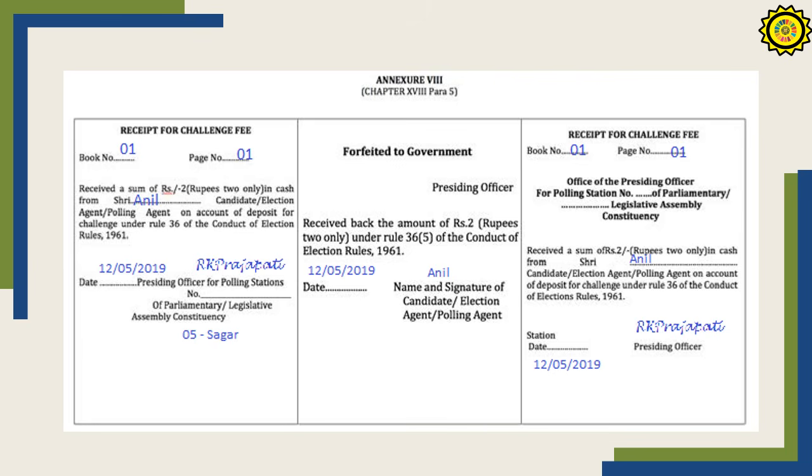After the summary inquiry, if PO is of the opinion that the challenge was frivolous or was not made in good faith, then forfeit the challenge fee to government and do not return it to the challenger. On the relevant counterfoil in the receipt book, take the depositor's signature or thumb impression.